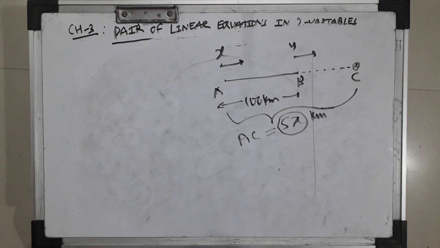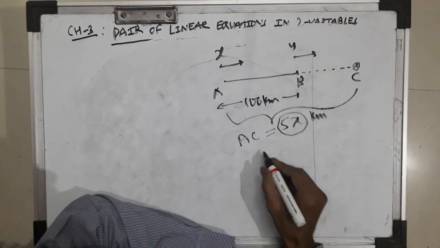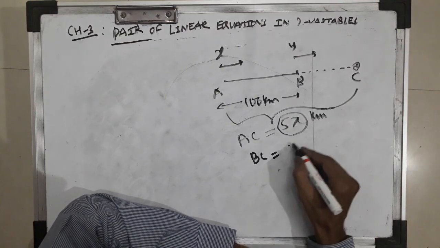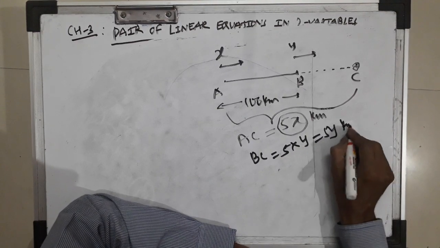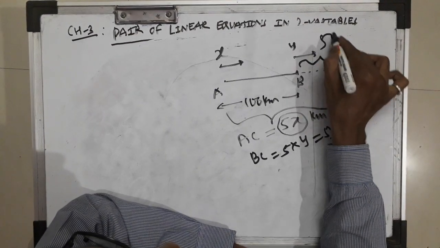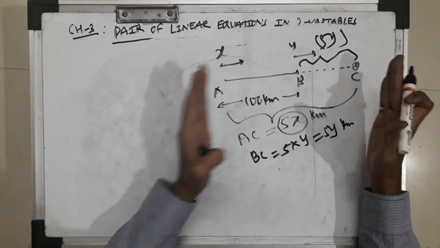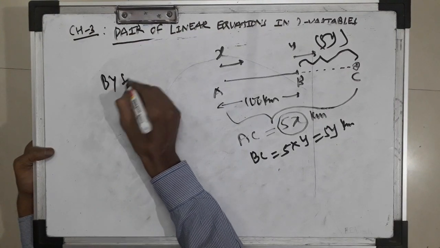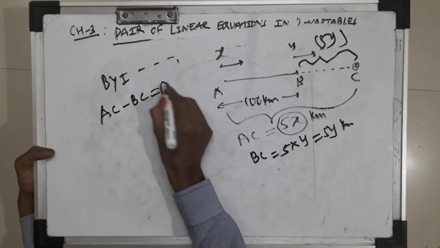Secondly, the distance traveled by the car which is starting from place B, that is the BC distance, is equal to speed into time. Speed is y and time is 5, so it becomes 5y kilometer. This distance is 5x and this distance is 5y. AC minus BC gives you AB. So by the first condition, AC minus BC is equal to AB.